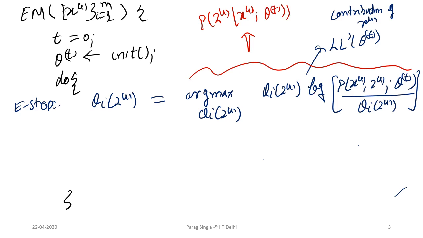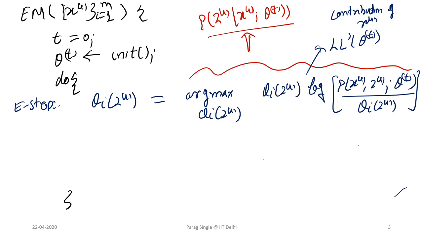Once again, this is the expression that we wrote earlier, but equivalently it can be written as argmax over Qi of Qi log of P of xi, theta t over Qi, which is the expression for the contribution of example xi to the lower bound. We are maximizing this lower bound at theta t to get the expression for Qi of zi.